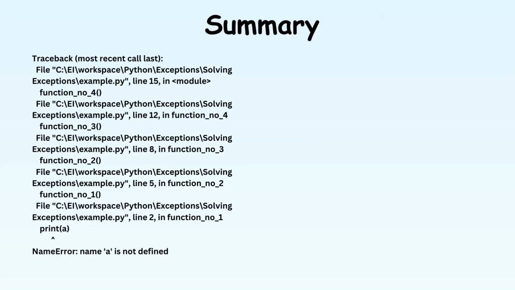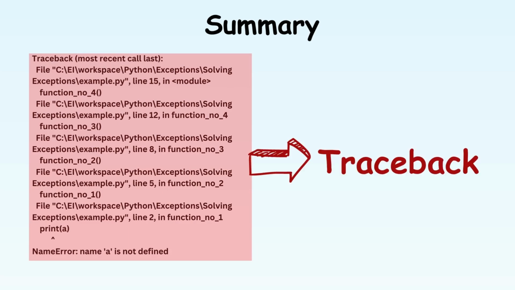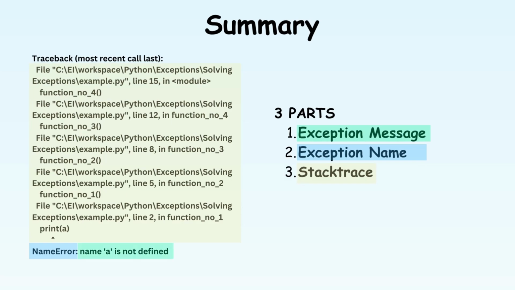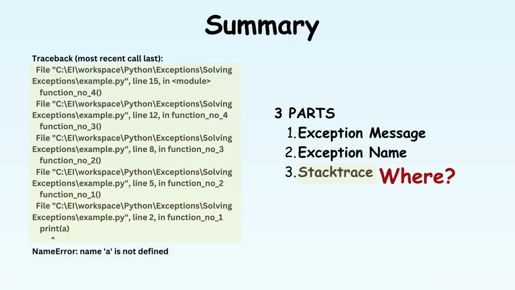So, to summarize, this big wall of text is actually called the traceback, and it consists of three parts: the exception name and the exception message, which form the last line of the error text, tell us what the problem is. And the stack trace part shows us where the error has occurred in the program, down to the exact line.